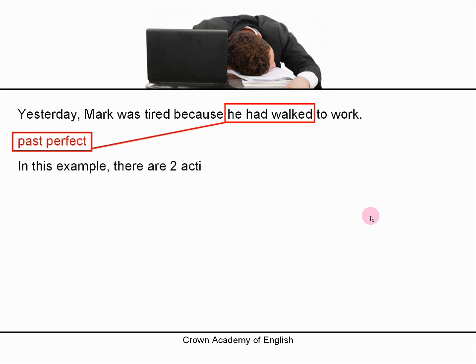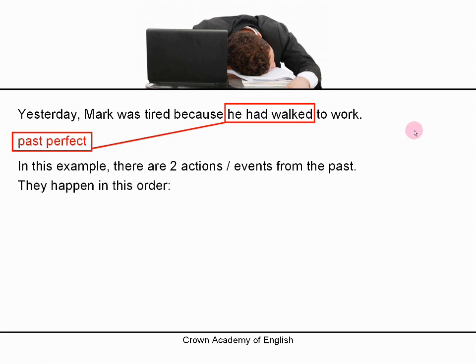And in this example, there are two actions or events from the past. Okay, this is in the past, and there are two actions. And they happen in this order. So first, the first action is that Mark walks. And the second action is later, Mark is tired. So first Mark walks, then he is tired.